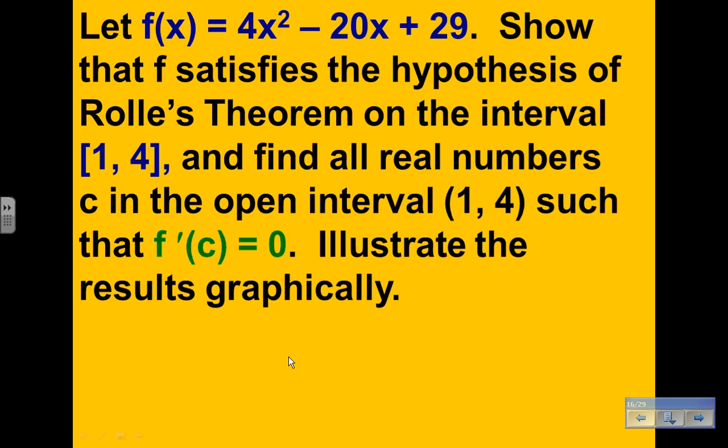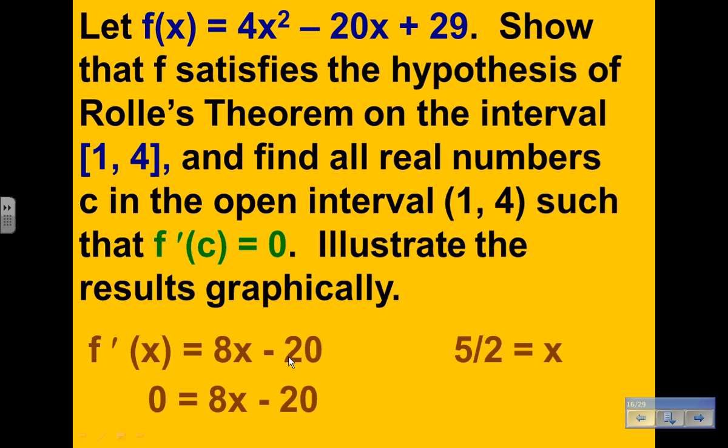So here we go. Let f of x be 4x squared minus 20x plus 29. Does this satisfy the hypothesis of Rolle's theorem? In other words, does the function value of 1 equal the function value of 4? If so, then is there a place where the derivative is equal to 0? Well, of course, there's going to be a vertex, that's a quadratic. So the derivative is 8x minus 20. You end up with 5 halves as the critical value.